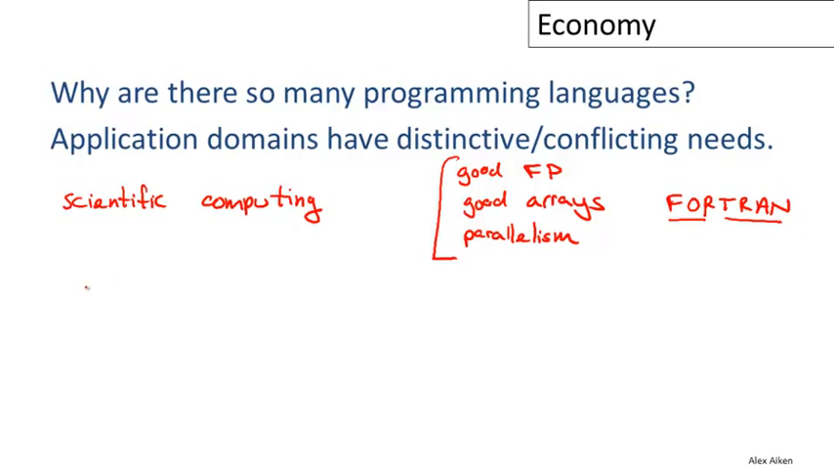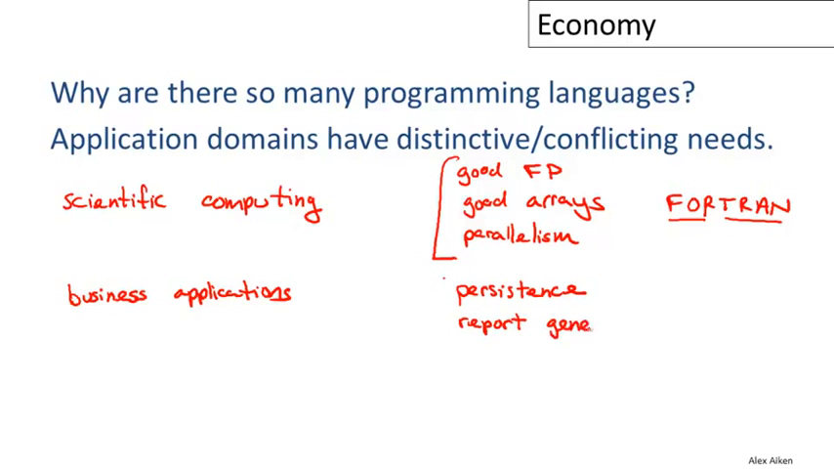Now, a completely different kind of domain is business applications. And so what do you need here? Well, so here you're going to need things like persistence. You don't want to lose your data. You know, businesses go to a lot of trouble to get the data, and they need a way to hold on to it. They want that to be extremely reliable. You're going to need good report facilities, because typically you want to do something with the data, so you need good facilities for report generation.